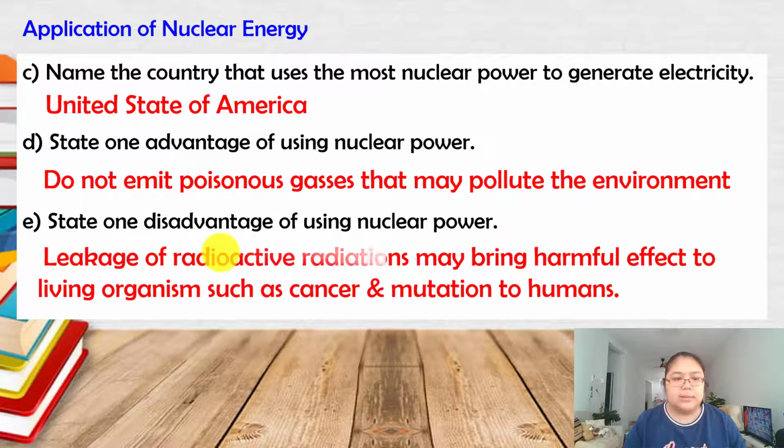So let's see the answer here. They say the leakage of the radiation that may bring harmful effects to living organisms, such as cancer and mutation to humans. So you just mention one, then enough, because the question just asks about one advantage and one disadvantage.